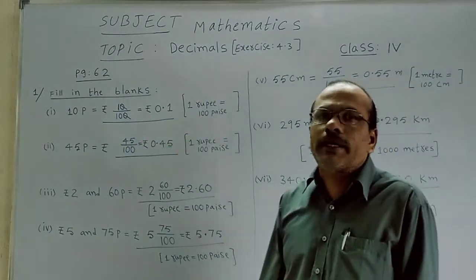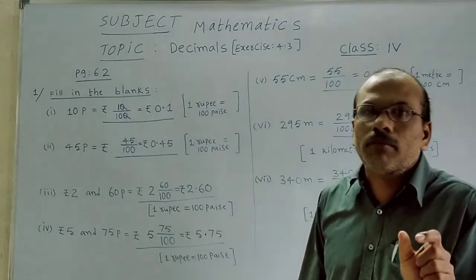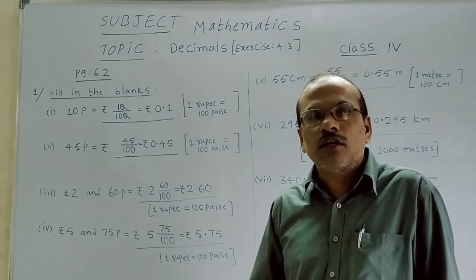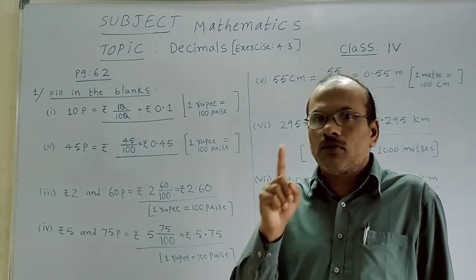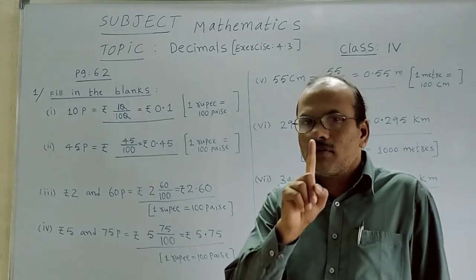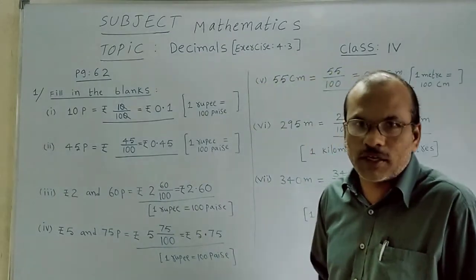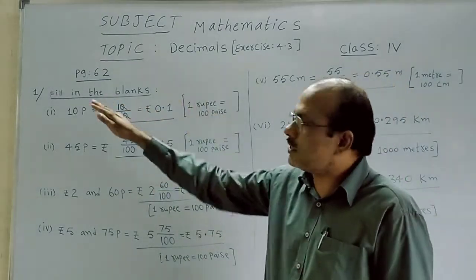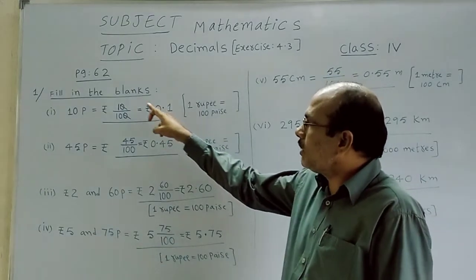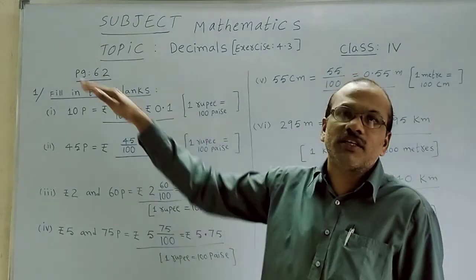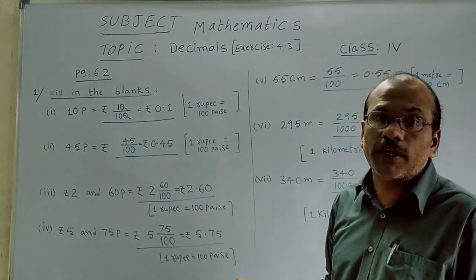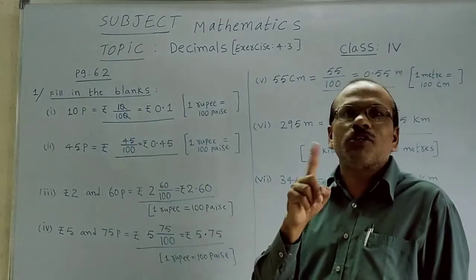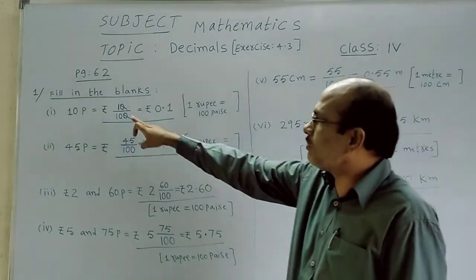In 1 by 10, how many zeros does the denominator have? Only 1 zero is given for us. That's why the point should be placed in the numerator after one digit. Why after one digit only? Because the denominator has only 1 zero. Of course, the starting is 1, that's why.